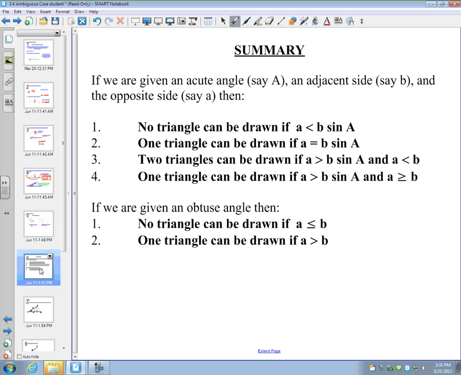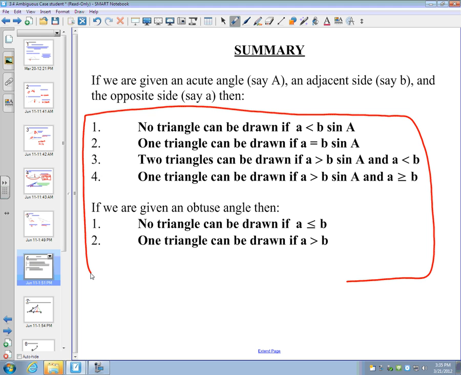So this is the summary sheet that you're going to want to have in front of you every question that you do. So it says if we're given an acute angle, an adjacent side called B, so adjacent means right beside it, and an opposite side A, then here's all the conditions. What is going to mess you up is you are going to be given a triangle and A, B, and C, those angles, might not be the ones you're given. Just remember that A is the angle you're given and side length A is the side opposite of it.